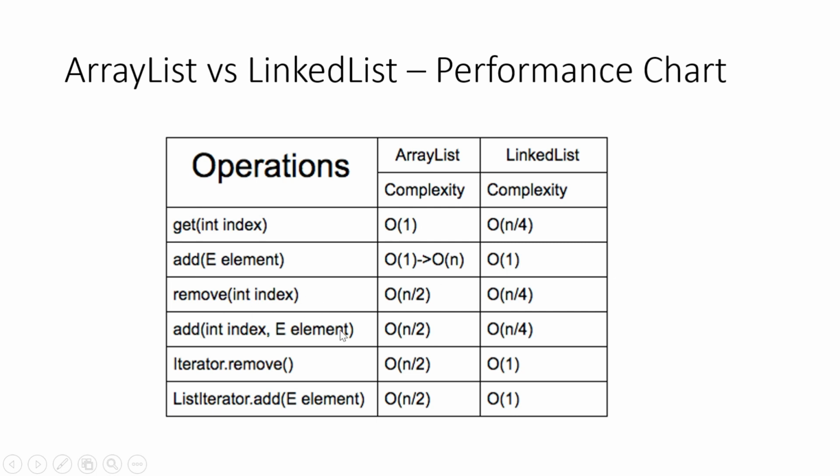For adding an element with index, same, LinkedList is faster, and removing also LinkedList is faster, O of 1, whereas in ArrayList O of n by 2. And list iterator adding an element also LinkedList is faster. So overall these are the performance-wise results, apart from the get operation, where the index is involved to fetch the data. Only in that scenario is ArrayList faster. For all other scenarios like add, remove, this kind of data manipulation operation, LinkedList is faster.